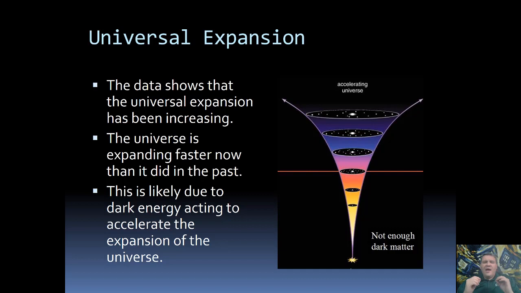Now, our best guess as to what could be causing the expansion rate to go faster and faster. Remember, we had assumed that it would be slowing down. In this case, we see it's actually going faster and faster. This is what dark energy actually does. Dark energy leads to a faster and faster expansion rate.